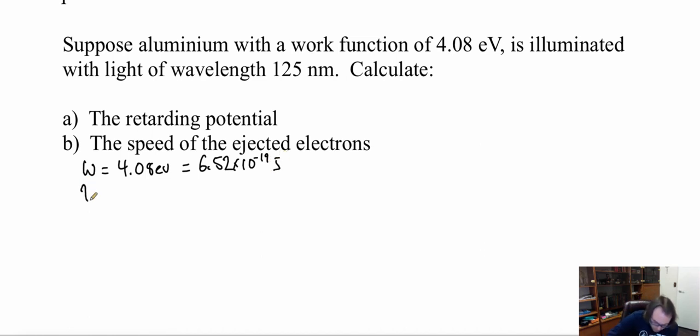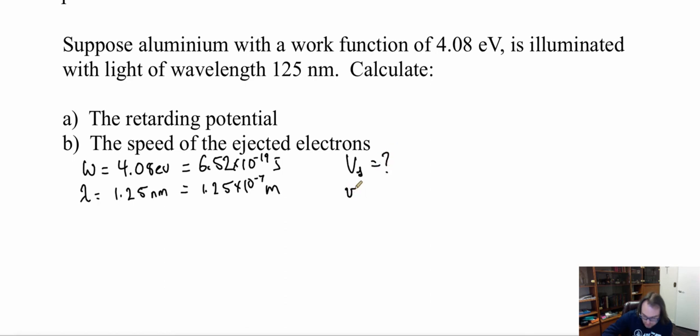We also know my wavelength is equal to 1.25 nanometers, which is equal to 1.25 times 10 to the negative 7 meters. We're trying to figure out first my retarding potential, or my stopping potential. And secondly, we will try and find out the velocity of the electrons. So let's first look here.